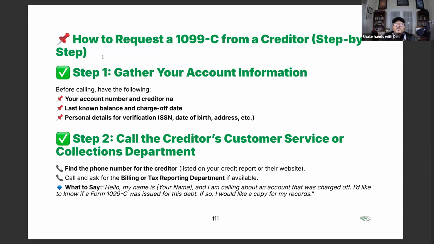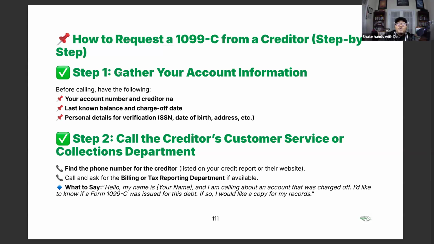Okay. So how do you request a 1099-C? By phone. First thing you want to do is get your information. So have the account name, the creditor's name. You want to have your account name, the balance, and the charge off date.